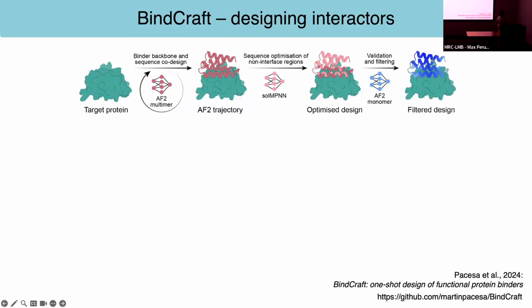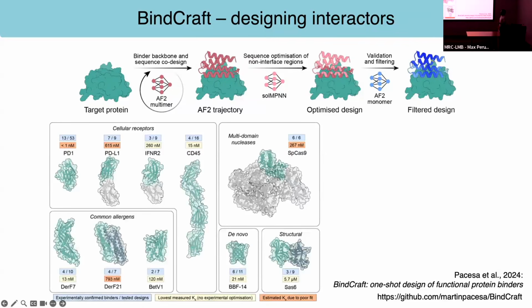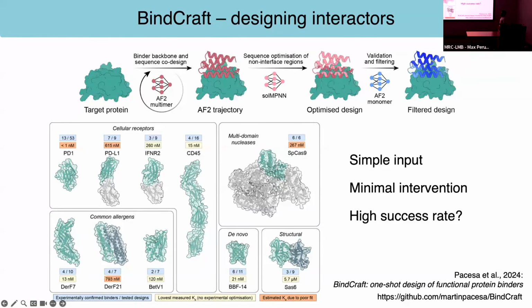And so the reason we're talking about this now is that the claim is that you get very high efficiency, whereas before you would need hundreds and hundreds of binders to try to get one. Their claim is that now you can get interactors, here we have 100% success, nanomolar affinity of this binder to a target, right? And a little bit lower success. Now it remains to be seen if we can obtain these kinds of successes in our hands, but the appeal is that the input is very simple. There's minimal intervention that goes in, and hopefully you have a high success rate.